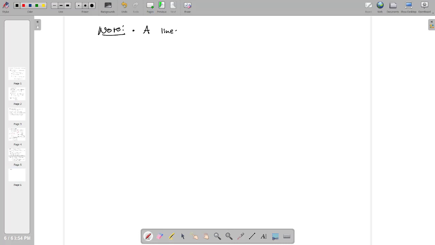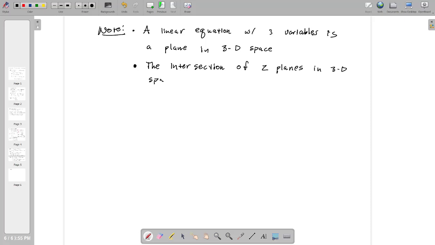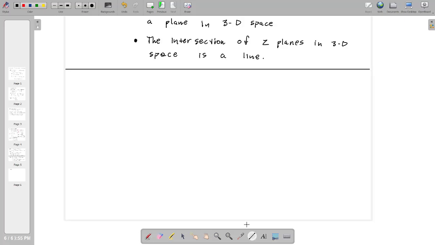Note, a linear equation with 3 variables is a plane in 3-dimensional space. Also note, the intersection of 2 planes in 3-dimensional space is a line. Let me show you 3 different examples of these. One solution is pretty much always the same.